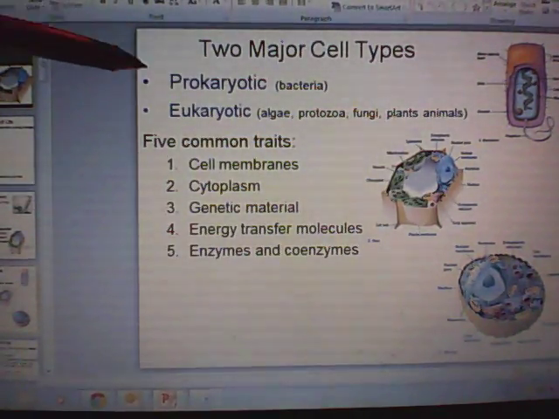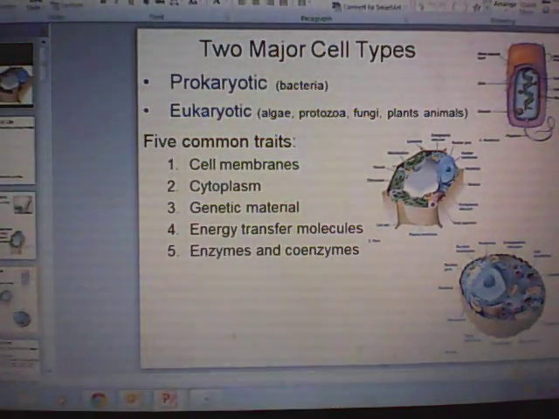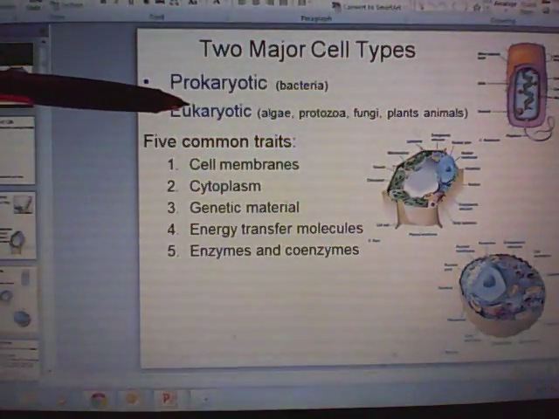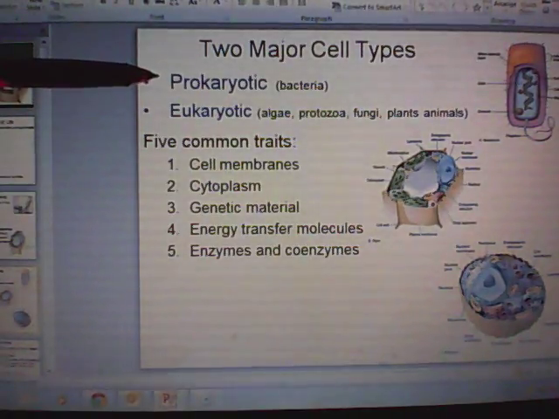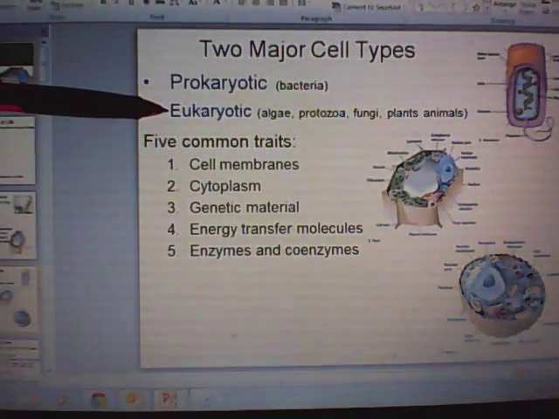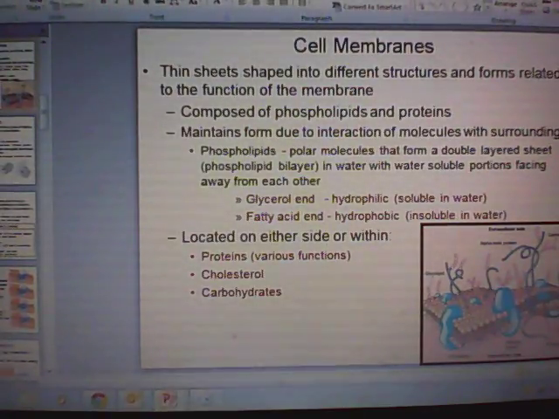So the thing here to remember is that you have 2 major types of cell: prokaryote and eukaryote. The difference between the 2 is that eukaryote means true nucleus. It has a nucleus. Prokaryotes do not have a nucleus. So somewhere right now, write down prokaryotes, no nucleus. Eukaryotes have a nucleus.